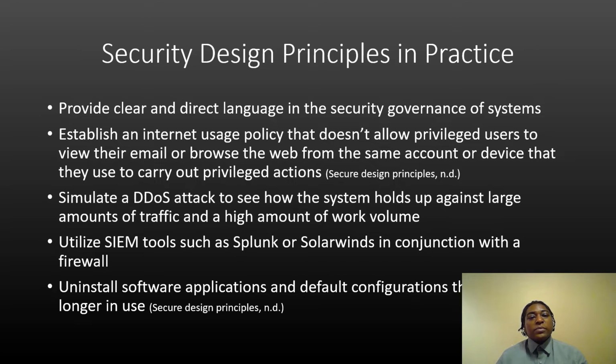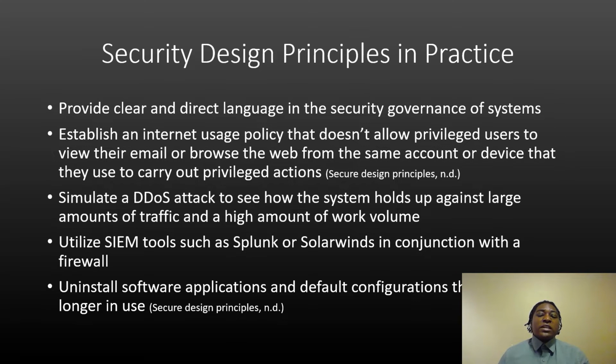Here are some methods to implement to prevent and mitigate threat actors from causing harm to an organization's technological infrastructure. Provide clear and direct language in the security governance of systems. That means setting the defined roles for users who are responsible for making security decisions and can be held accountable for those decisions. Users with administrative privileges should adhere to an internet usage policy that doesn't allow users to view their email or browse the web from the same account or device they use to carry out any privileged actions. This measure can prevent malware from being installed onto the device of an administrator.